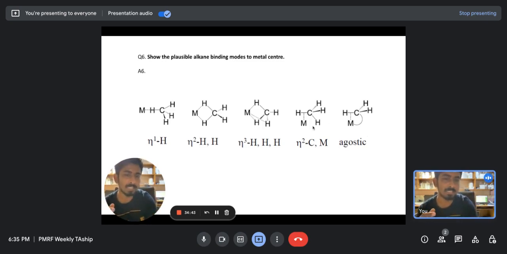Same is the case for this one. The only difference between these two is that the carbon center is not actually having any interaction with the metal center in this molecule.